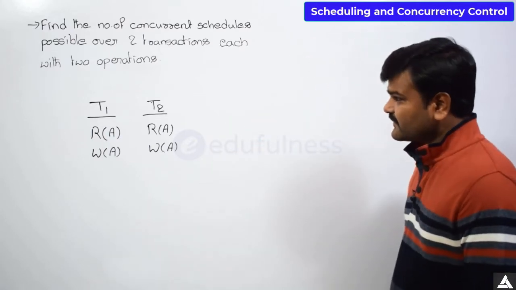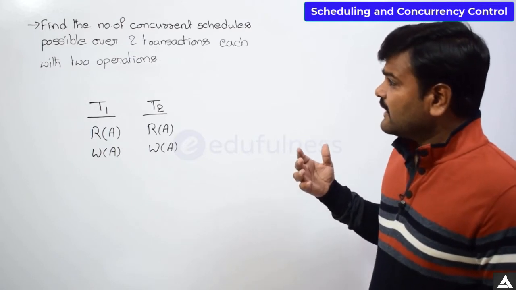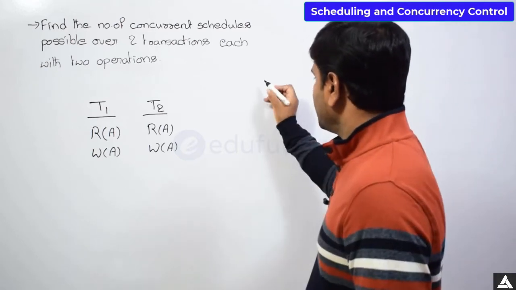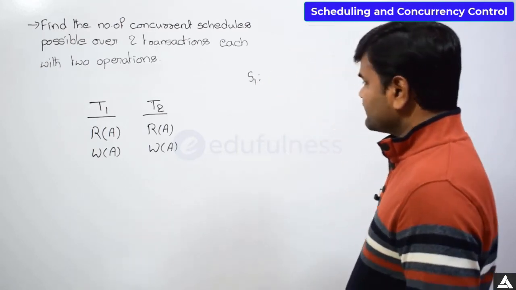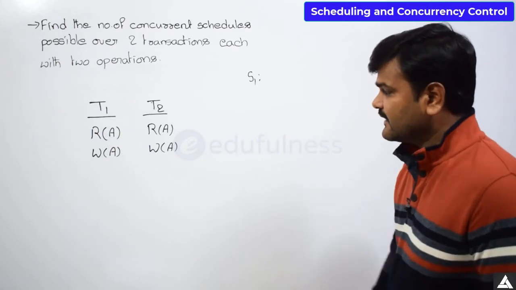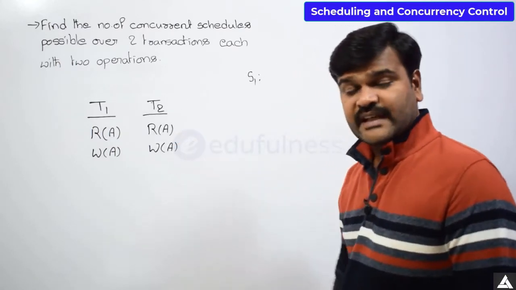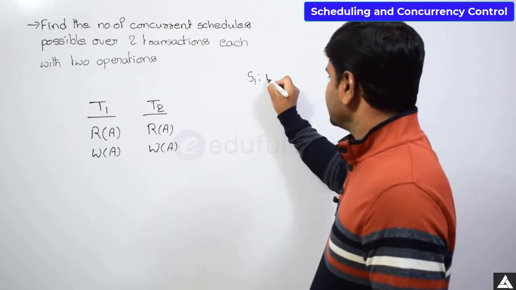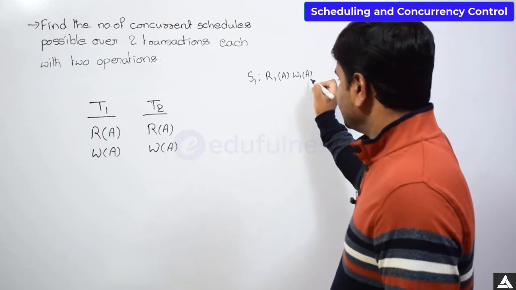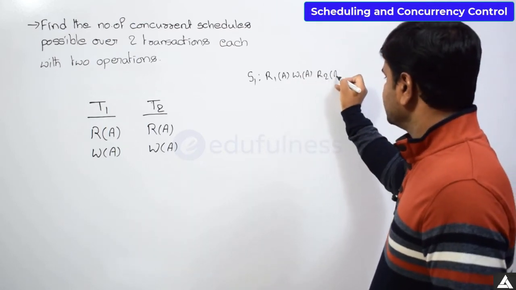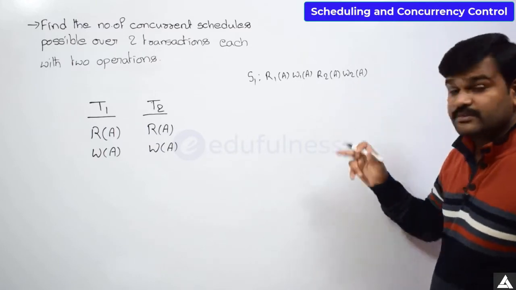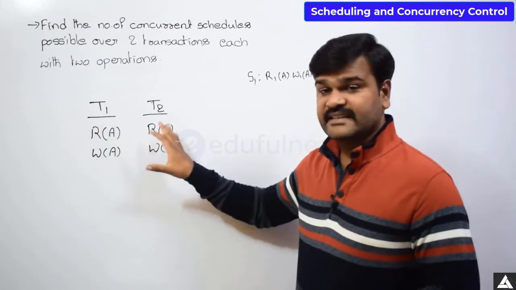Now, he is asking how many concurrent schedules are possible from this. Let us see. If you take schedule 1, let us take R1, W1 as T1 related and R2, W2 as T2 related. So here we do R1 of A, then W1 of A, then R2 of A, then W2 of A. This is one possible schedule. You can schedule these two transactions like this.